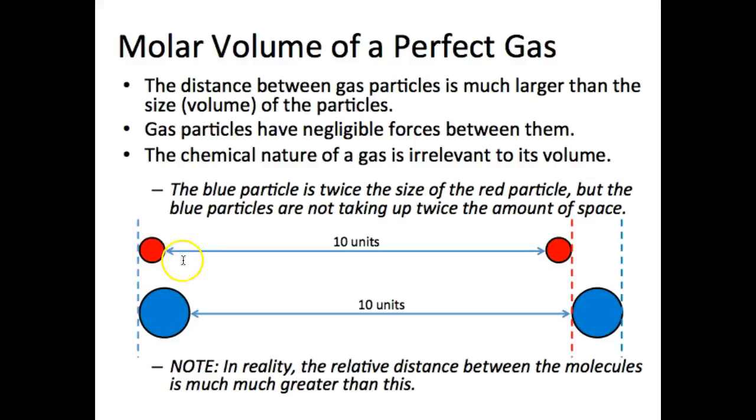There's more space between them than the amount of space they actually take up. So gas particle volume is considered to be negligible. They have negligible forces between them. Even though they're different gases, there's still more space between them than the amount of space that they take up. Also, the chemical nature of the gas is irrelevant to its volume, which means it doesn't matter what the gas is. One could be krypton and the red could be helium. The key idea to take away is that when you have a gas, there's more space between the particles than the amount of space it actually takes up, regardless of what the gas is.